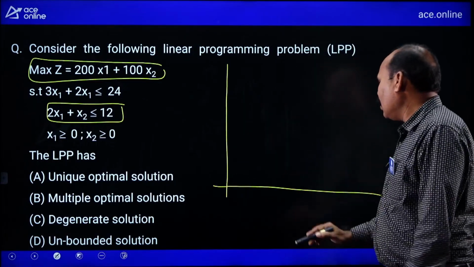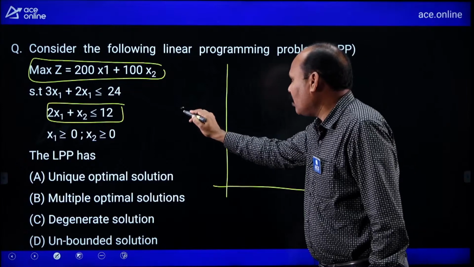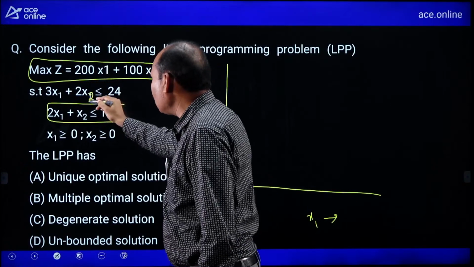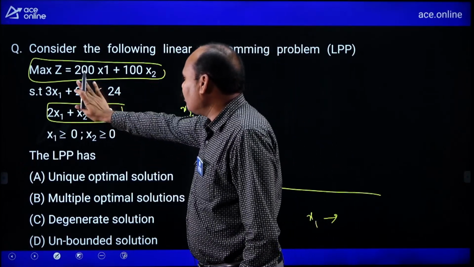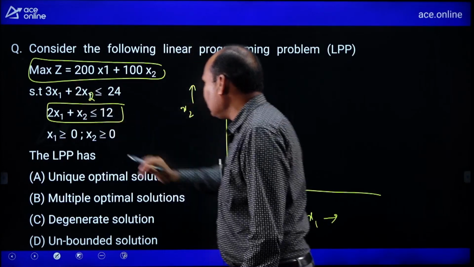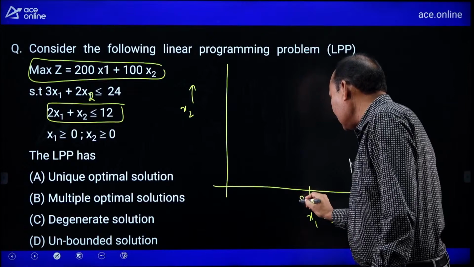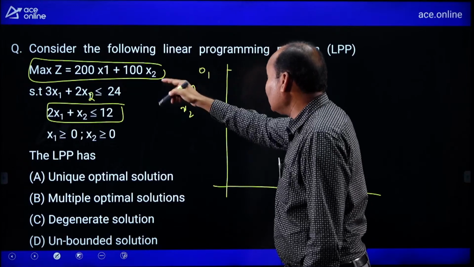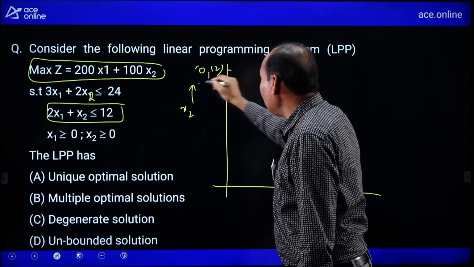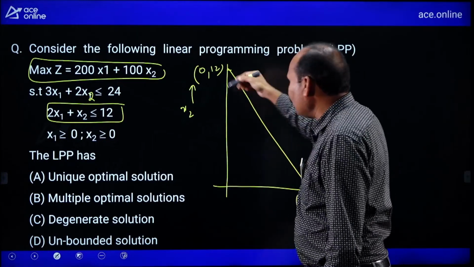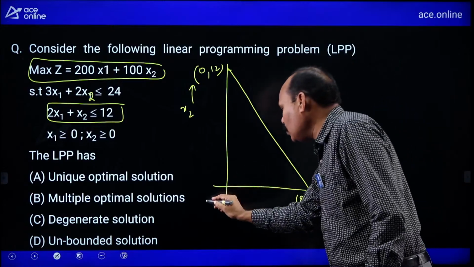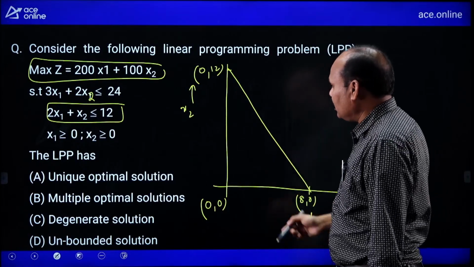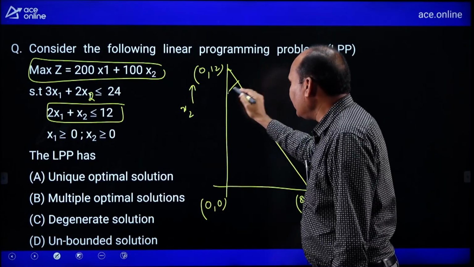Take the graph with x1 on the x-axis and x2 on the y-axis. First constraint: 3x1 plus 2x2 less than or equal to 24. So what could be the x1 value? 3x1 is equal to 24, so x1 is equal to 8, giving the point 8 comma 0. The first constraint passes through 8 comma 0, and 2x2 is equal to 24, so x2 will become 12, giving 0 comma 12. Join these 2 points, and this is the first constraint. Since the less than symbol is there, substitute 0 0 to get the region. If 0 0 is satisfied, shade the area towards the origin, otherwise opposite to the origin. So 0 0 is satisfied, hence shade the area towards the origin.